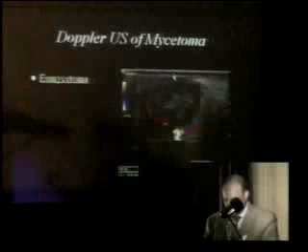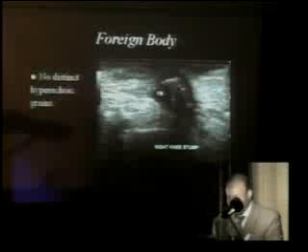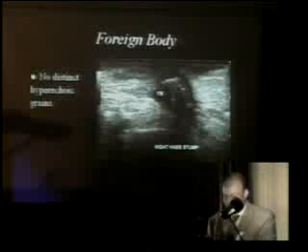Also very vascular, and we have a work on this. It is going to be published soon on vascularity of EU mycetoma, or mycetoma in general. Doppler. Differential diagnosis of similar lesions of EU mycetoma.